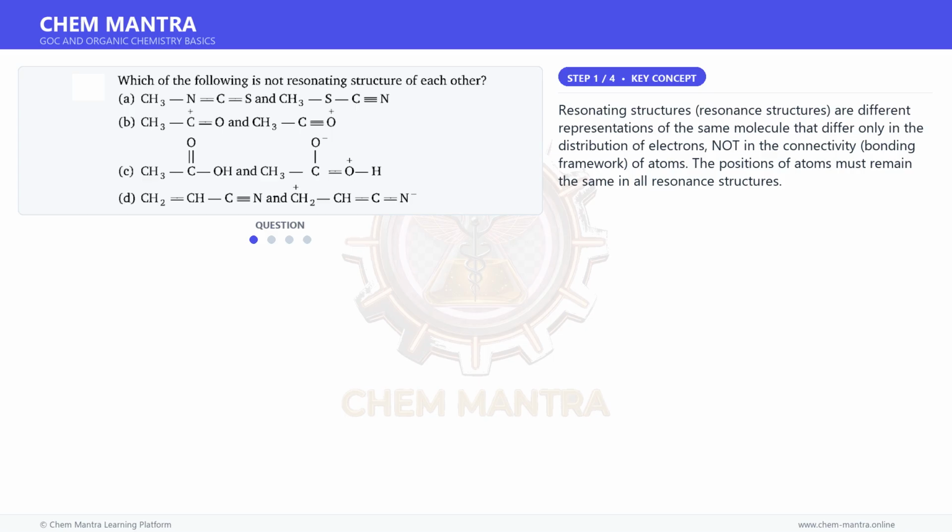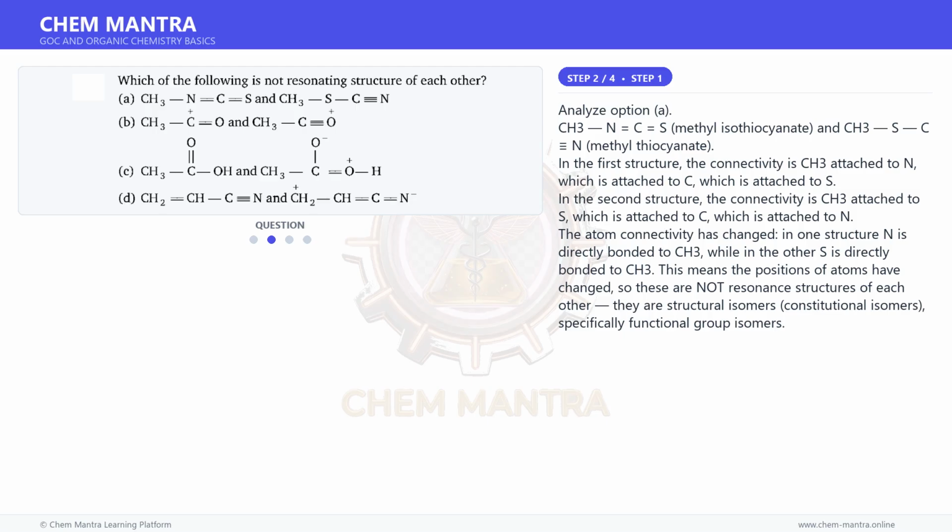Resonating structures, resonance structures, are different representations of the same molecule that differ only in the distribution of electrons, not in the connectivity, bonding framework of atoms. The positions of atoms must remain the same in all resonance structures. Moving on to the next step.